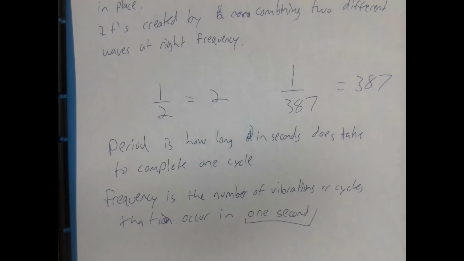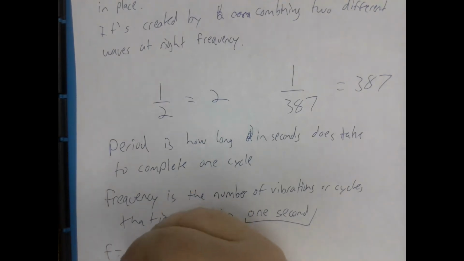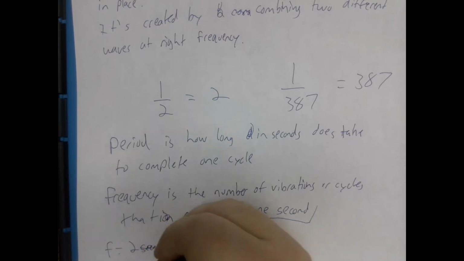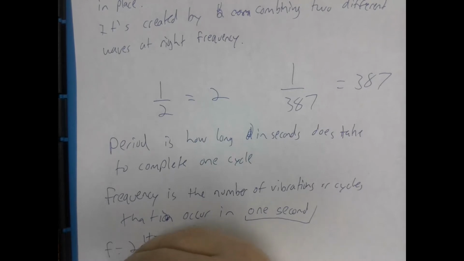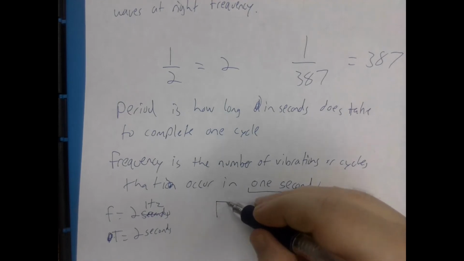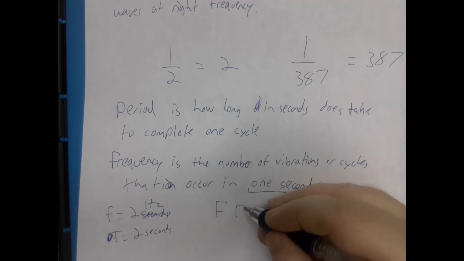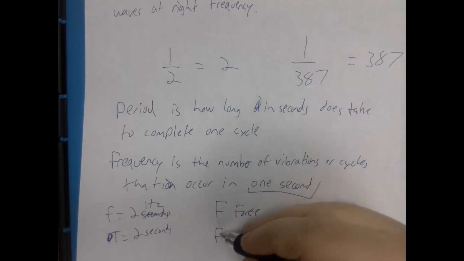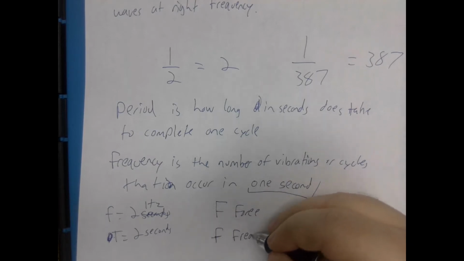A lot of people thought period and frequency were the same thing, so they said f equals, for example, 2 seconds or 2 hertz, and period is equal to 2 seconds. The only time frequency and period are equal is whenever it's equal to 1, because 1 divided by 1 is 1. Another thing, again, capital F stands for force, lowercase f stands for frequency.